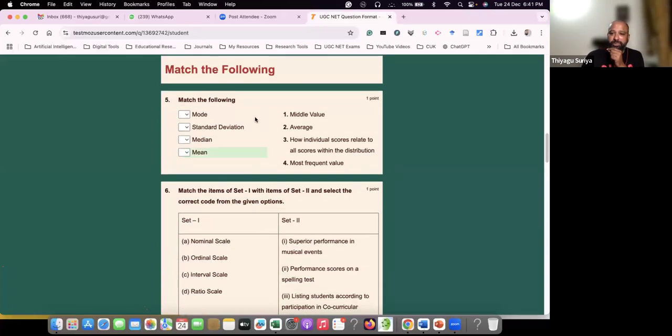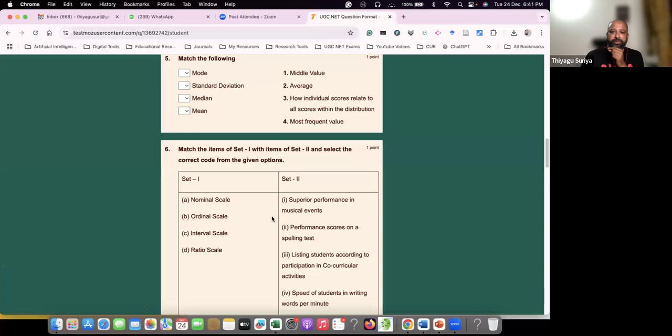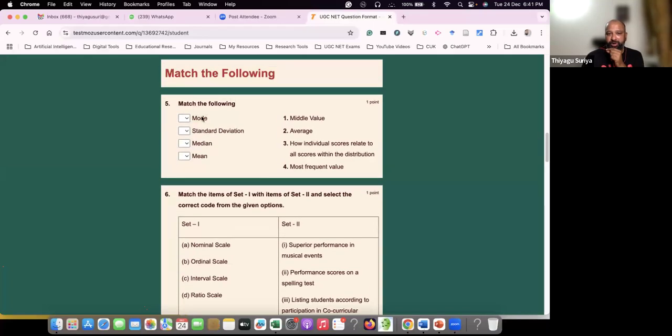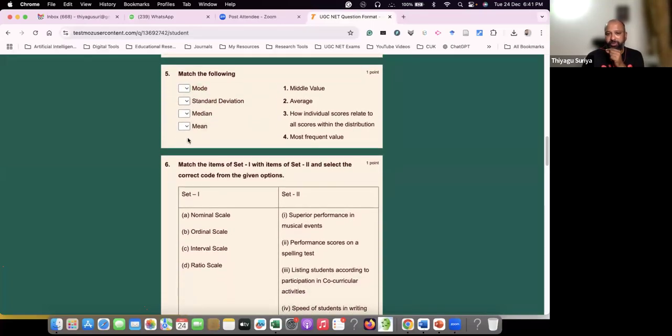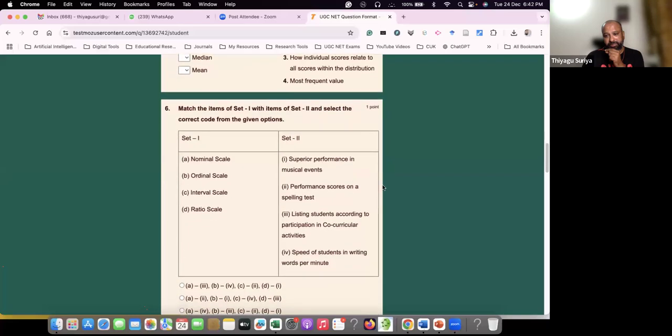And the third question type is match the following. You can find it here in the match the following. There are four questions, and on the right are the 4 options.